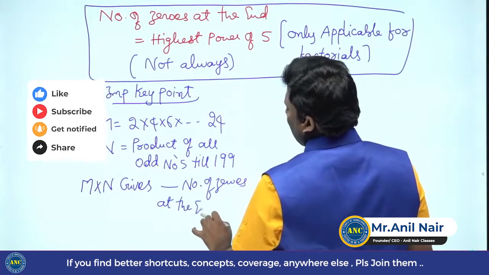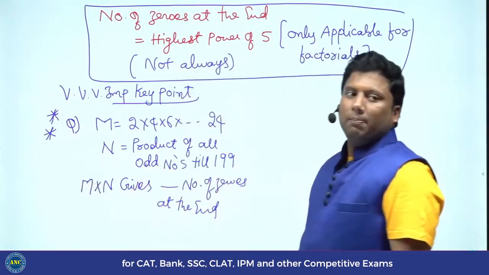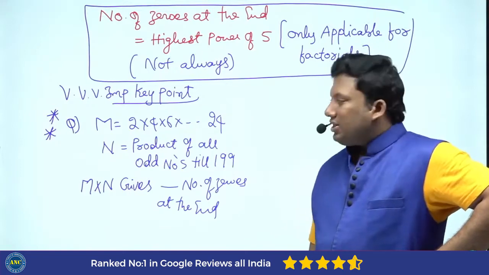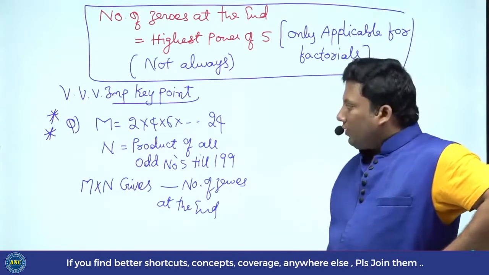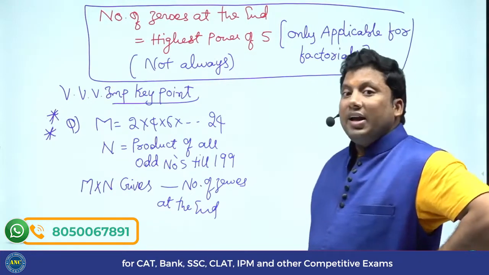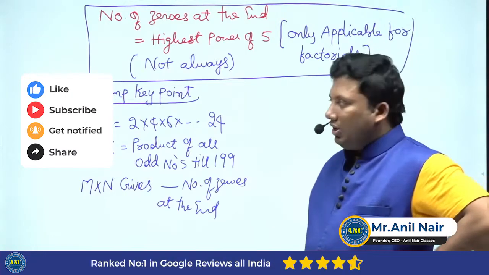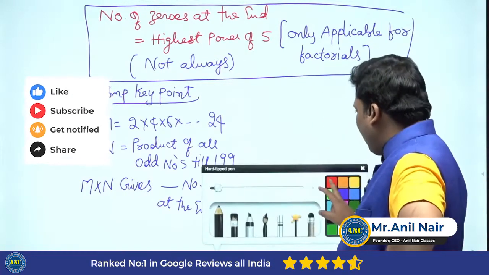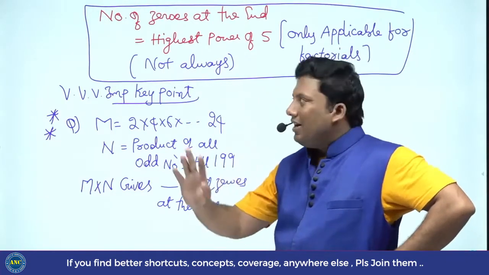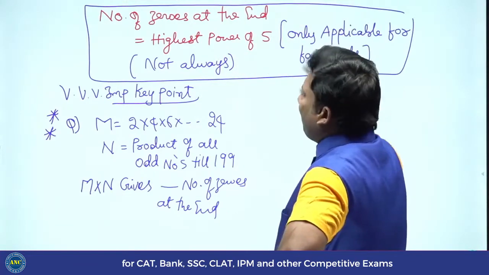Write down the question, sir. Extremely important question. M is 2 into 4 into 6 into 8 and so on up to 24. N is the product of all odd numbers till 199. M into N gives dash number of zeros at the end. You can also teach the teachers this point. Number of zeros at the end is not always the highest power of 5. It is only applicable for factorials.